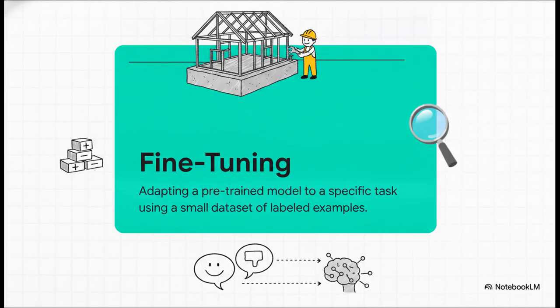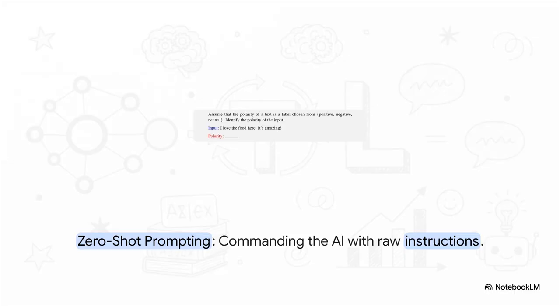Say we wanted to classify customer reviews as positive or negative. We don't have to teach it what the words terrible or amazing mean from scratch. We just show it a few examples of positive and negative reviews, and it efficiently adapts its pre-trained knowledge to this specific task. But as these models got larger and larger, researchers noticed something absolutely incredible. Often, you don't even need to fine-tune them anymore. You can just utilize zero-shot prompting.